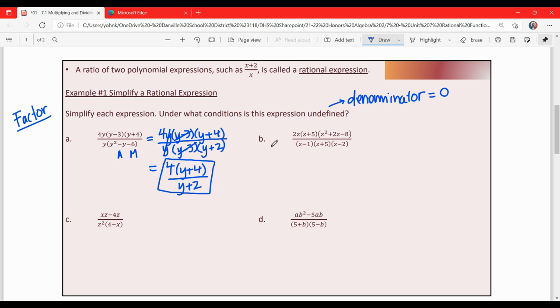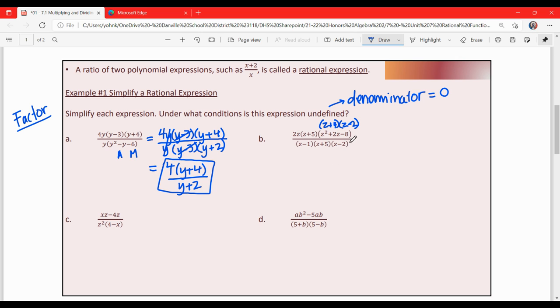Okay, if we take a look at letter B, the only thing that needs to be factored is the top right. So I'm just going to put two parentheses by it, and I'm going to put a z and a z. And I need to find two numbers that add to give me 2 and multiply to give me -8. So that's going to be 4 and -2.